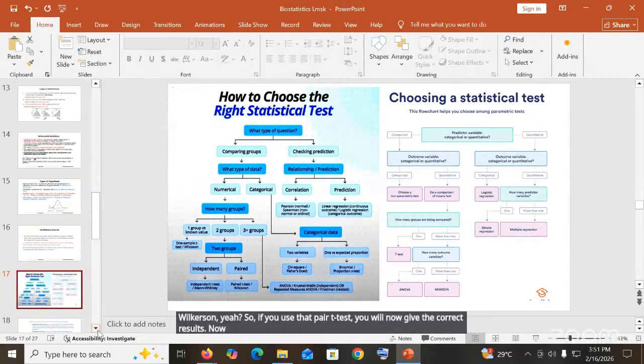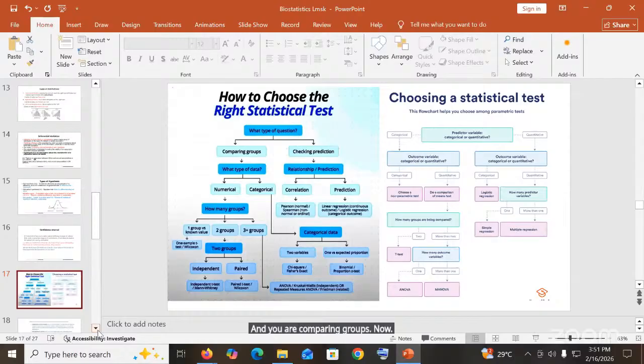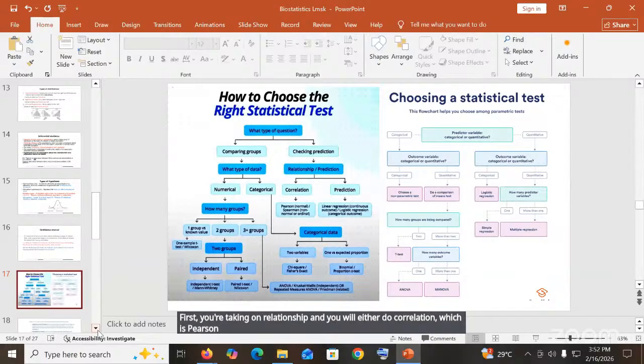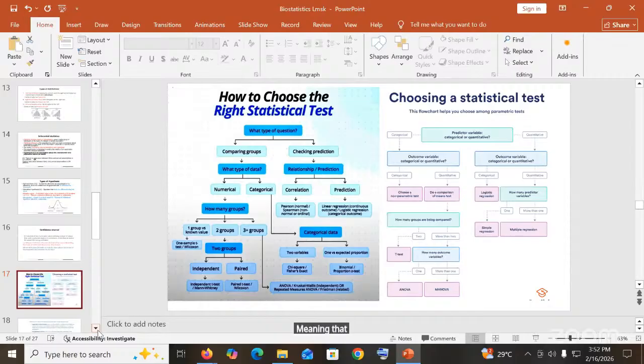Now, if there are three groups, and remember, it is numerical data, and you are comparing groups, now you use what you call ANOVA, analysis of variance. If you are now checking on prediction, you are looking at the prediction. First, you're taking on relationship, and you will either do correlation, which is Pearson, or you'll do prediction using linear regression or logistic regression. A linear regression actually is used when it is a continuous outcome, meaning that your data is continuous. It means that your data can take even decimal points. So you'll use linear regression.